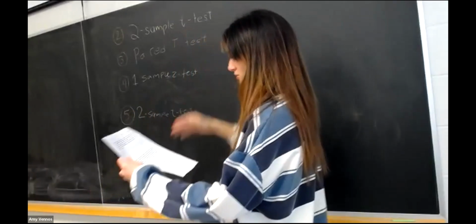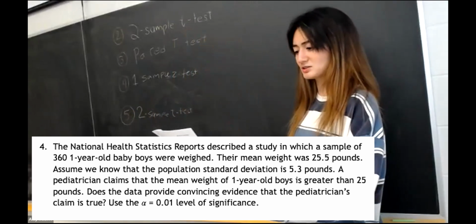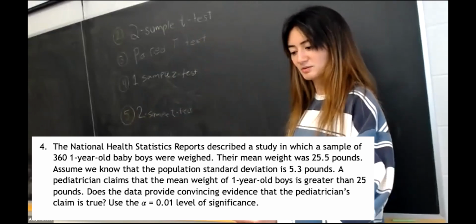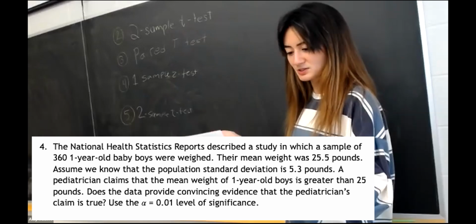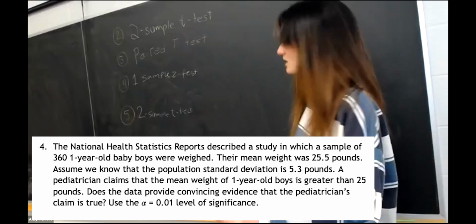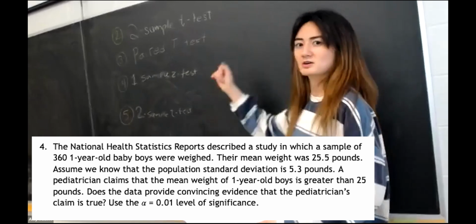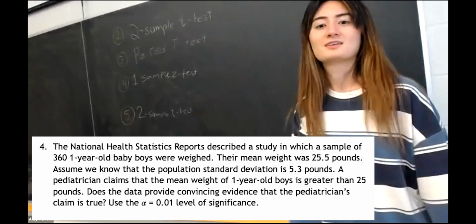Cool. Number 4, we have national health statistics on the weights of baby boys, and the mean weight was this. We have a population standard deviation. Who brought up number 4? Bobby, do you want to explain how you got this one?